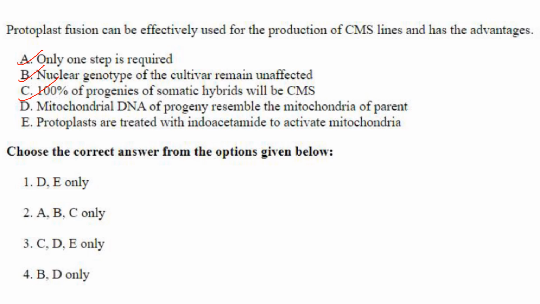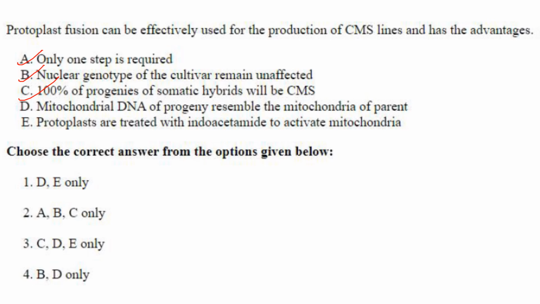That cannot be correct, because in protoplast fusion, the mitochondrial DNA of the progeny can be either recombinant, heteroplasmonic, or of maternal or paternal origin. So recombinant means it is a combination of parental mitochondrial DNAs. Heteroplasmonic is somewhat similar to the recombinant, but it is different. It is a mix of parental mitochondrial DNAs. Then maternal or paternal means that it is either of the maternal origin or of the paternal origin. So statement D is not correct.